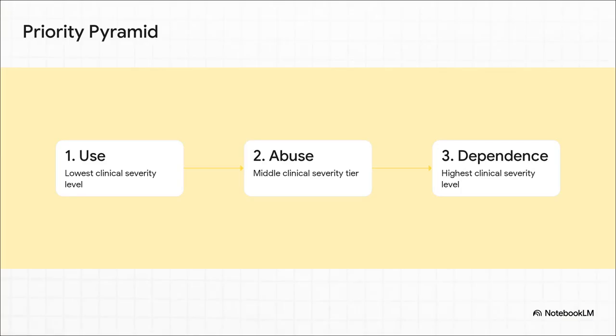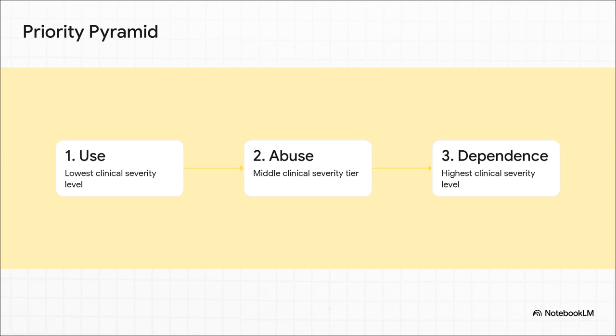pyramid. To resolve this documentation chaos, the official guidelines give us a strict mathematical-like law that completely removes all the guesswork, period. Conceptually, think of a three-tier pyramid. Down at the very foundation, the base tier, we have use. This is your lowest clinical severity level. Right in the middle tier, we have abuse, which is a step up in severity. And at the absolute top, the apex, we have dependence.